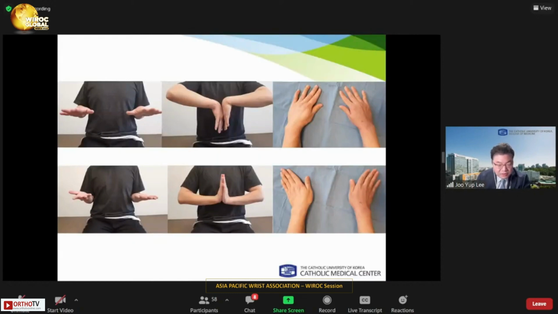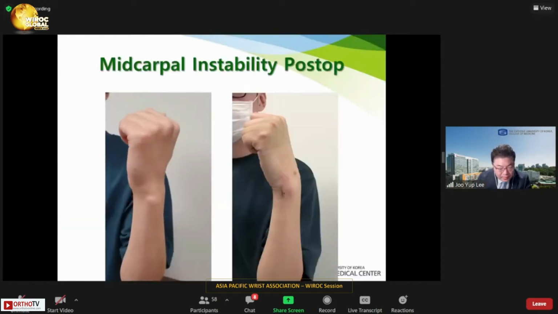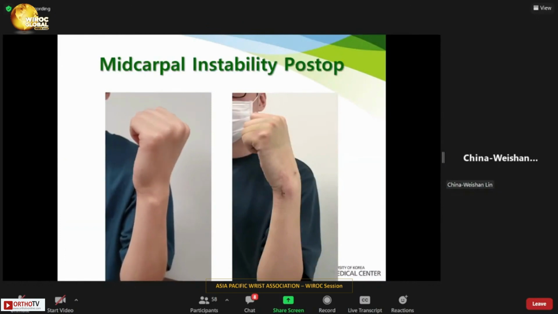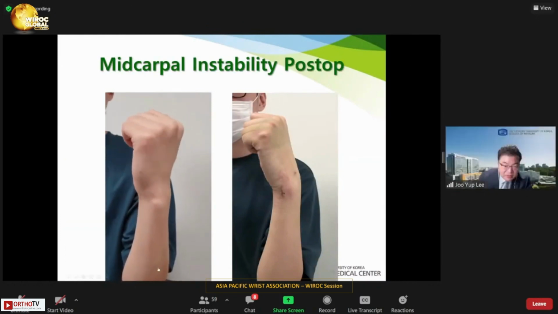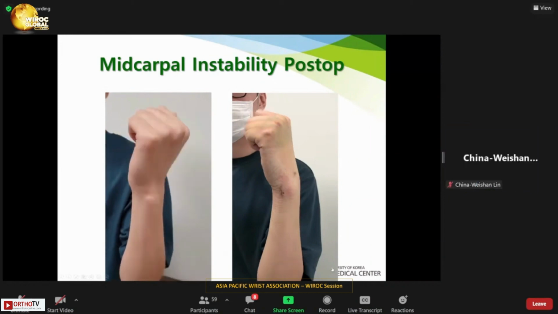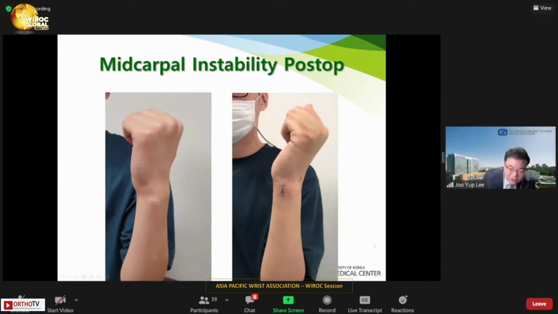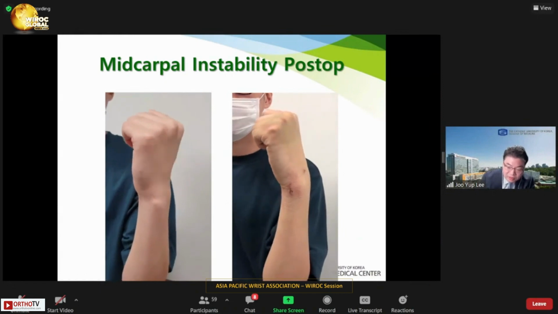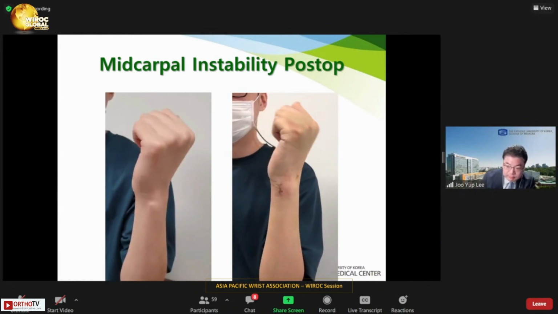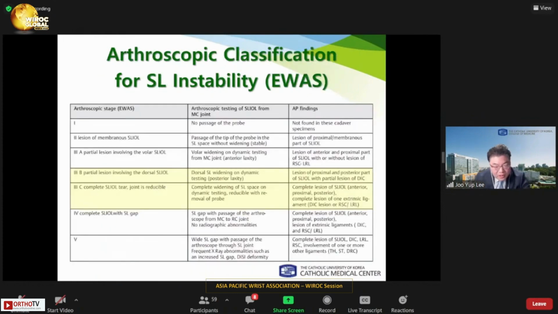These are the clinical results of this procedure. The midcarpal clunk has disappeared. As you can see, the midcarpal clunk disappeared 2 weeks after TFCC fovea repair and dorsal scaphotriquetral ligament repair in this patient. So I think this procedure can be indicated for the EWAS stage 3B and C instability. Capsular shrinkage should be just fine for the earlier stages, and volar reconstruction might be needed for stage 4 and 5.